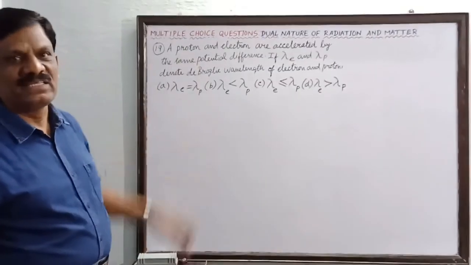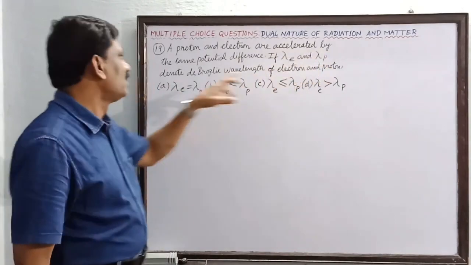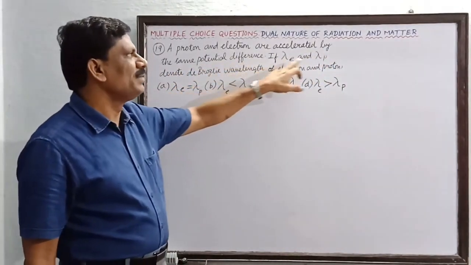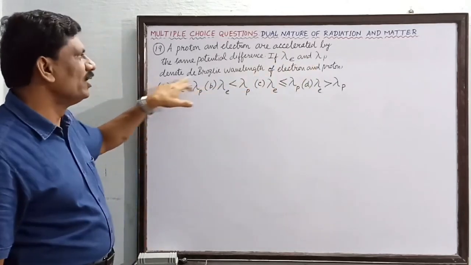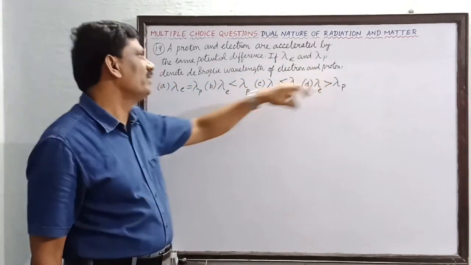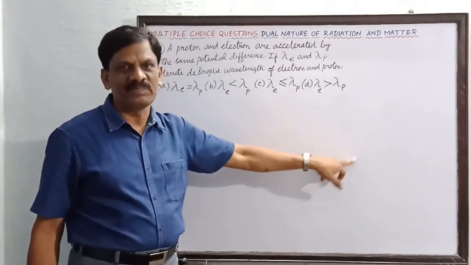Now problem number 19 is: a proton and electron are accelerated by the same potential difference. If lambda E and lambda P denote the de Broglie wavelength of an electron and proton respectively, then which of the following options is correct? We are going to verify.